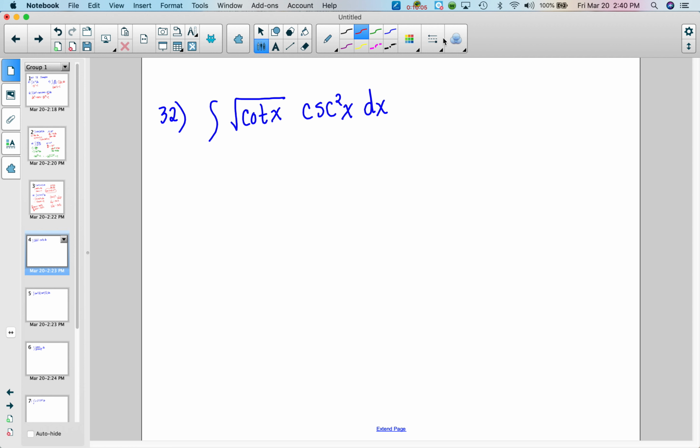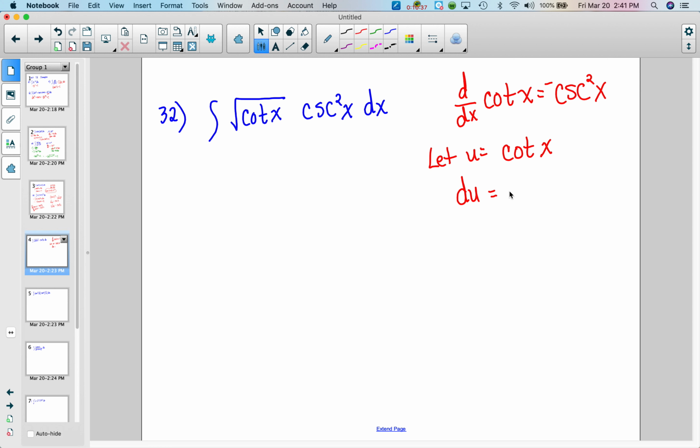Okay, that should make this one a little easier though, because we just reviewed that the derivative of cotangent is negative cosecant squared. So you do need to remember that. The derivative of cotangent x is negative cosecant squared x. So what we're going to do there then, we're going to let u equal cotangent x, because then du equals negative cosecant squared x dx. So we could think of it, because we're replacing the cosecant squared x dx, so multiply both sides by negative 1.